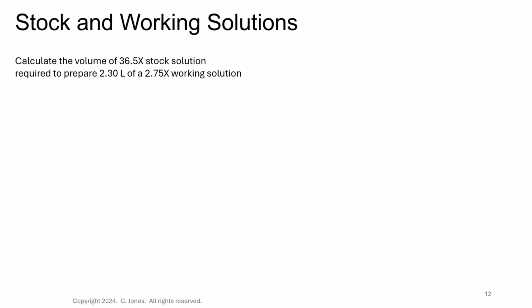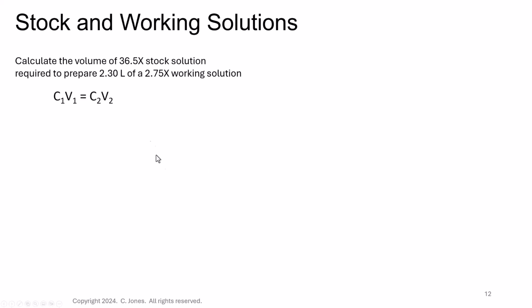Okay. I think we're getting to the end here. Calculate the volume of a 36.5x stock solution required to prepare 2.30 liters of a 2.75x working solution. And again, I'm giving you kind of weird numbers just to help you gain confidence in the process. If you follow the pattern of steps, you're going to get the right answer.